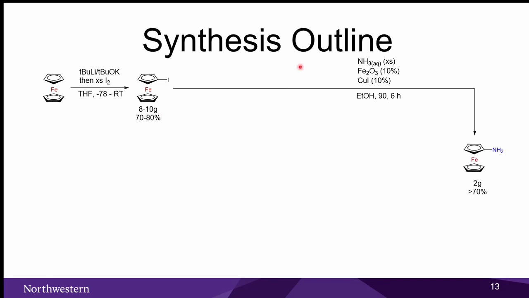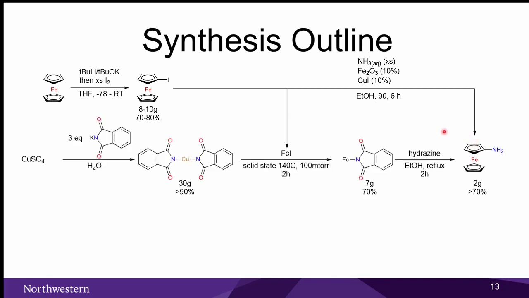And then you can aminate that with aqueous ammonia and an iron oxide copper iodide catalyst system under pressure in ethanol to get the aminoferrocene. That's the most convenient way to do this, but I'm going to show a second one just because I think that the chemistry here is really cool.